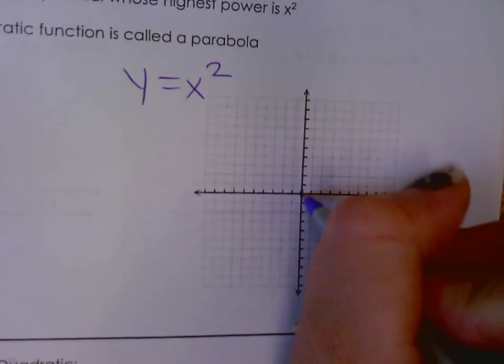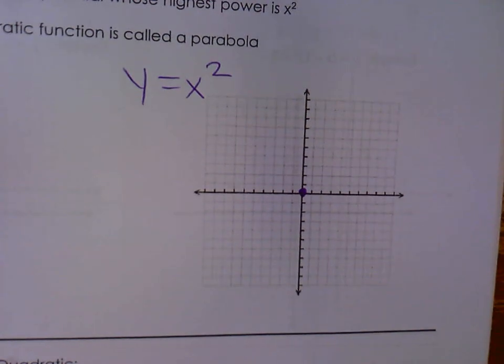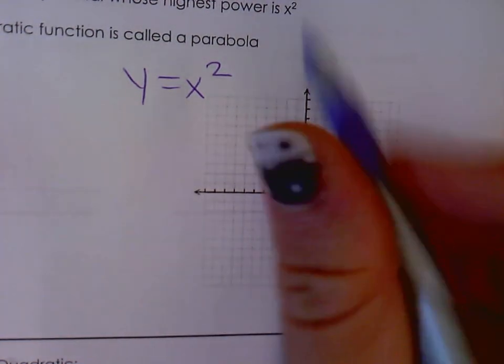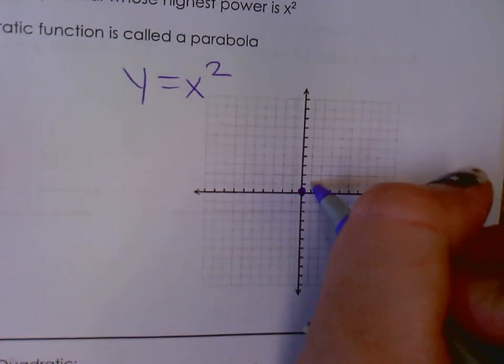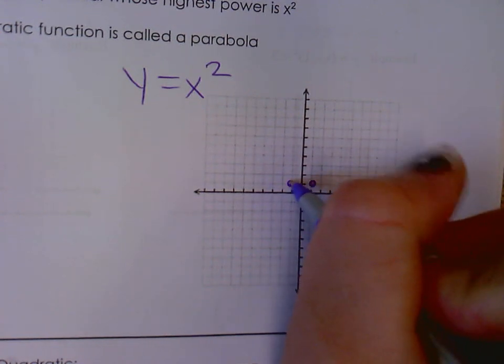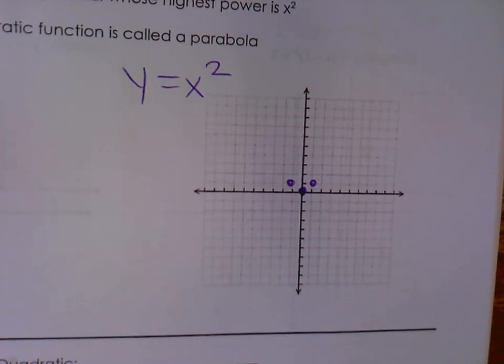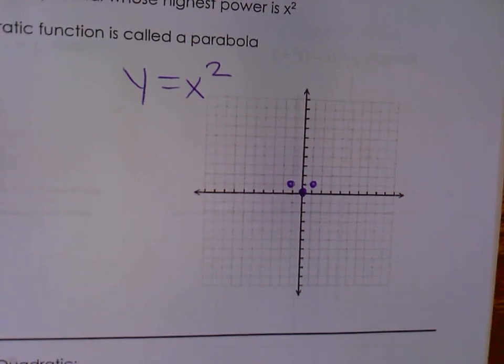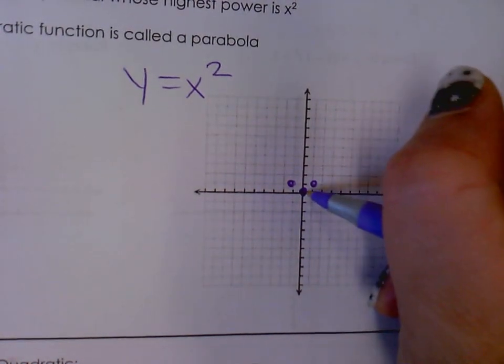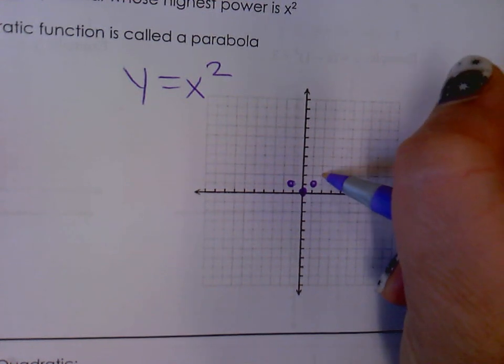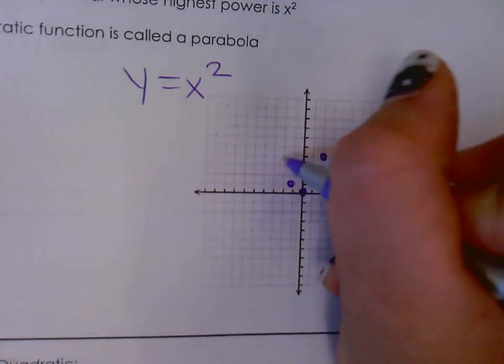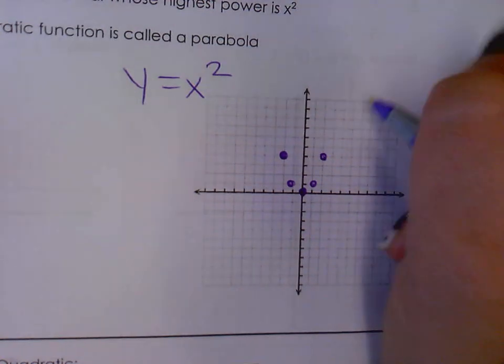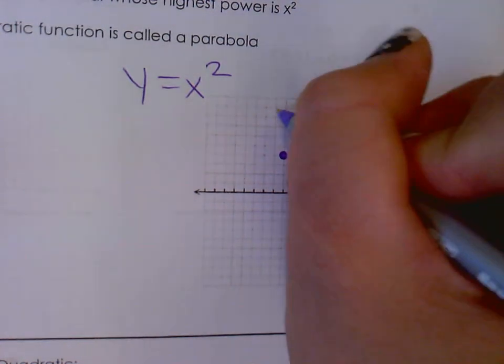So the vertex is at 0, 0. And when you square either 1 or -1, you get 1. So you go up 1 on each side from the vertex. Then when you plug in 2 and you square 2, 2 squared is 4. So when you're 2 units away from the vertex, 1, 2, 3, 4, you're at a height of 4. And then you're at a height of 9, because 3 squared is 9.